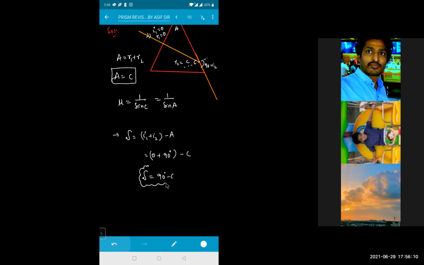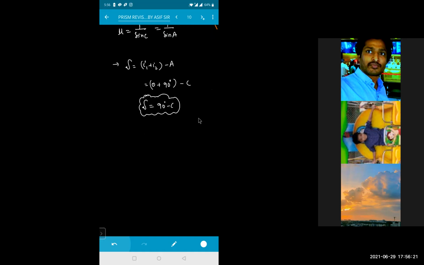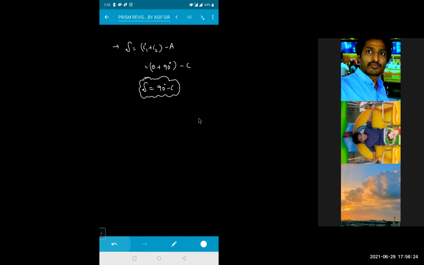This will be the questions in your numericals, level 2, level 3 type questions. The ray of light is incident on this one and emerges. What is the deviation? The answer will be 90 minus C. Now, if the ray of light is normally emerging out from the second surface, then what will be the I2 and what will be the R1?